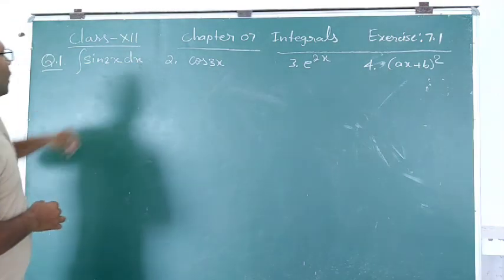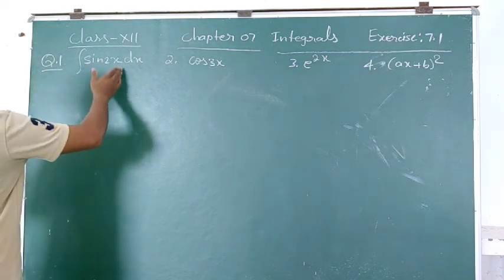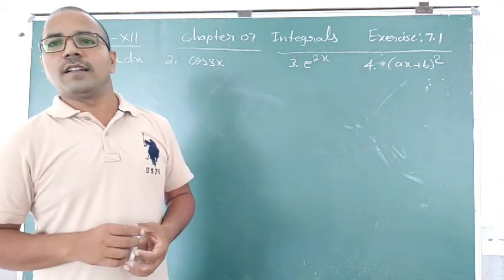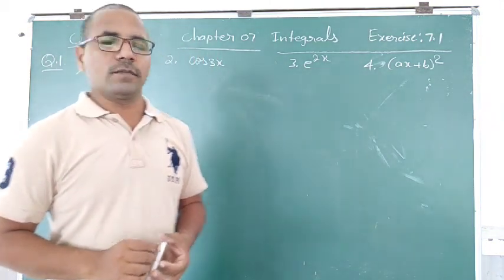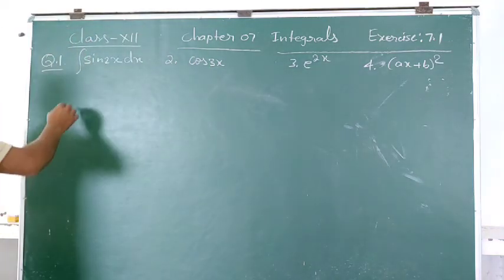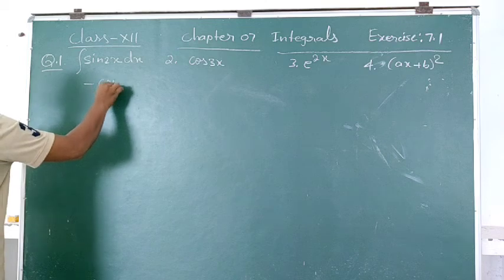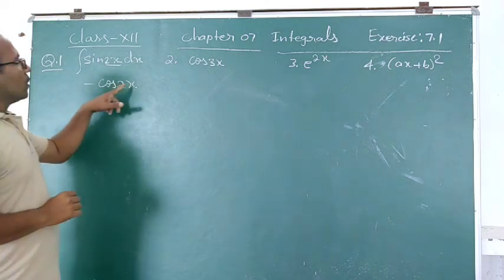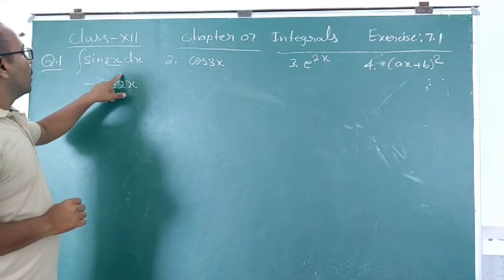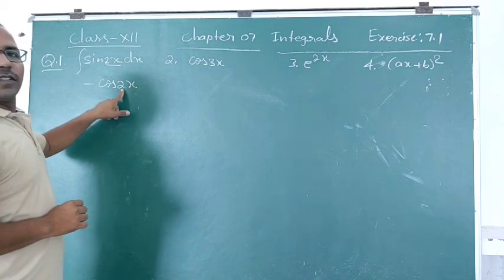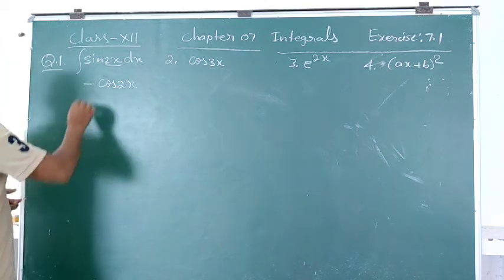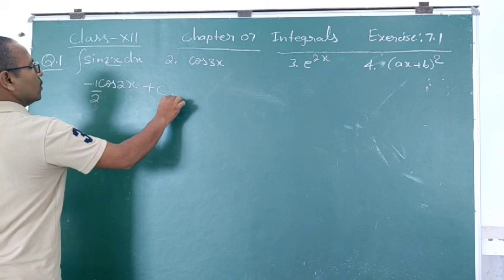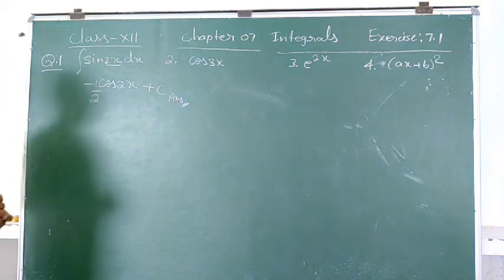So now students, the integral of sin 2x. As we know, the integral of sin x formula is minus cos x. So we will use it here, minus cos 2x, because it is 2x. But whatever coefficient of x we get here, that will go in the division. So you will get 1 by 2 and plus c. This much is your answer. Clear students? So very simple.